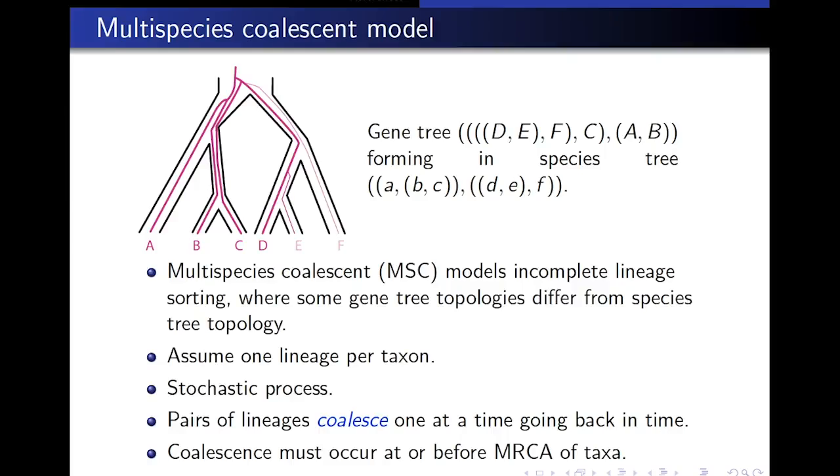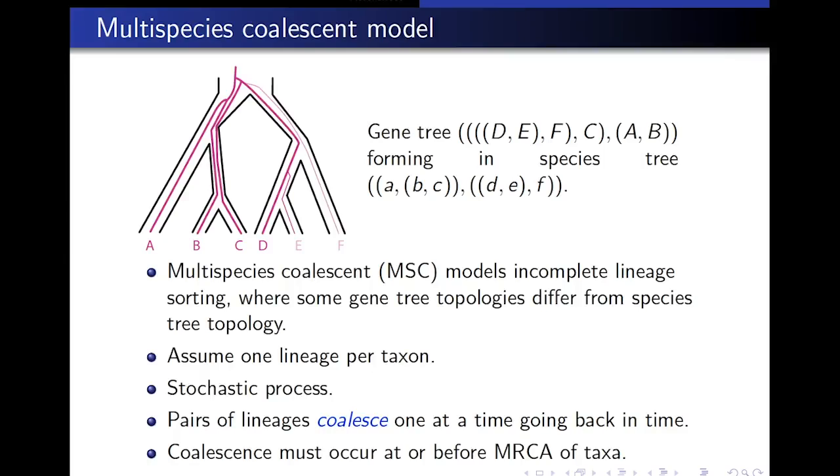Then starting at the bottom of the species tree, we have a single gene lineage in each leaf of the species tree. Working up the species tree towards the root, eventually we pass vertices of the species tree, representing the most recent common ancestor of the taxa below it. Above these vertices we have multiple gene lineages present on the same edge of the species tree. With multiple lineages present on the same edge, coalescence can happen where pairs of lineages merge according to a stochastic process. Eventually, the last pair of lineages coalesce at the root of the gene tree.